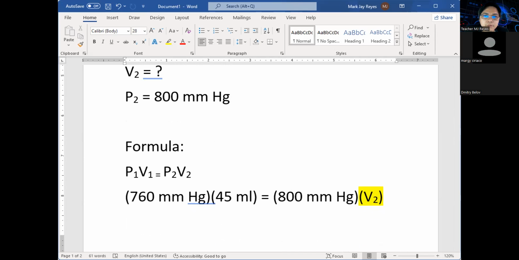The 800 from P2 also. Subtract. What do we need to subtract? The 800. 800 is the value of your P2. Think about it, and please share it in the class after. I'll give you 5 minutes.